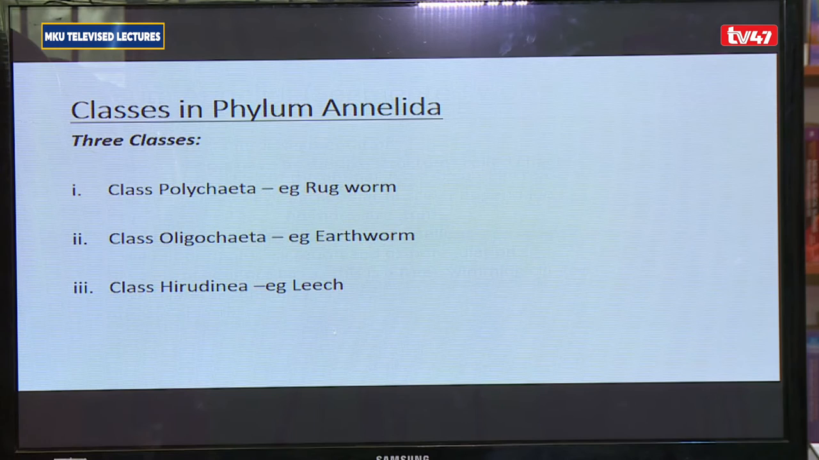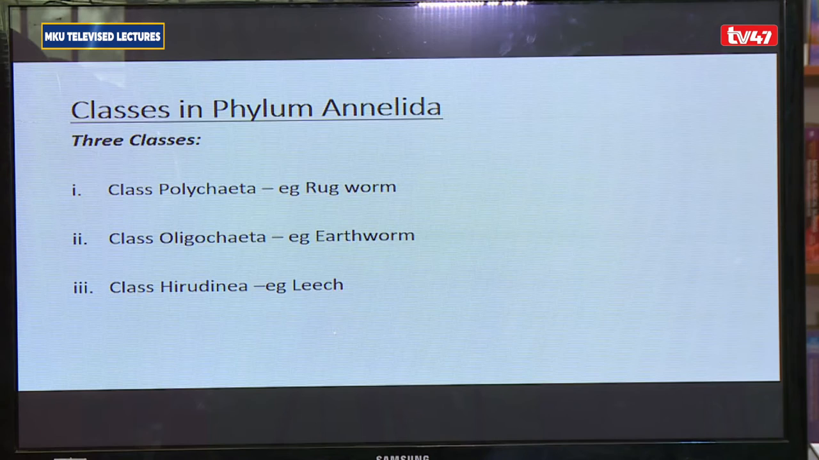For the Annelida, there are three classes in this particular phylum: class Polychaeta, class Oligochaeta, and class Hirudinea. This is based on the presence or absence or number of chitae. Class Polychaeta comprises annelids that have many chitae present, and also parapodia are present. Because they have many chitae, they are referred to as Polychaeta, poly meaning many.